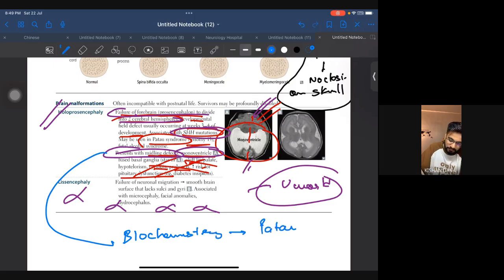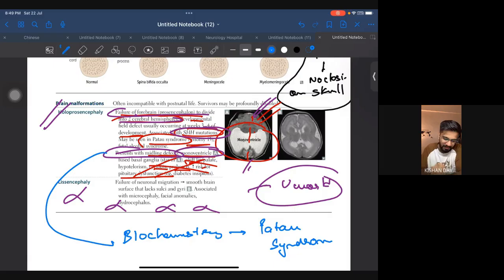So you have to interlink each and every system, each and every subject, and then apply the question. They will give you everything. At the end, they will give you options like Patau syndrome, Edwards syndrome, Down syndrome, or any other syndrome. So make sure you know this.